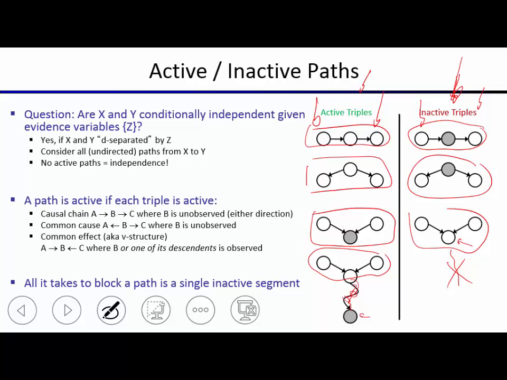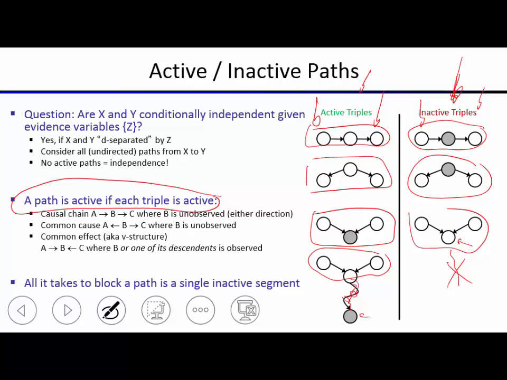Now, once we know what our active triple and inactive triple categorization is, we can start thinking about longer paths. A path is active if each triple is active. So we can look at a graph, some variables observed, some not observed. We want to know for two variables, are they conditionally independent? Given the ones that are observed, we can consider all paths between those two variables. For each path, we can check whether the path is active or not.